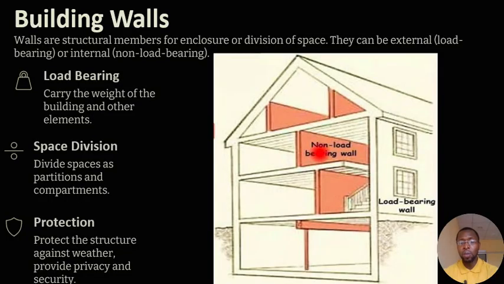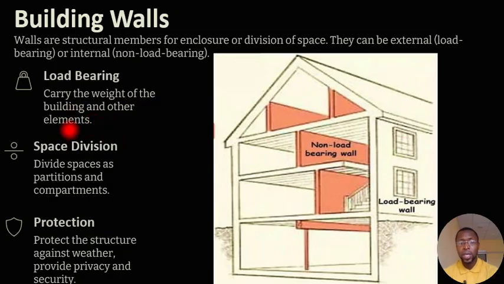It has no effect on the building when it is collapsed or removed. Okay, so that takes us to the purpose of the wall: like we said before, for enclosure or division of space. But secondly, we also use the wall for bearing of load, just like the external wall is doing. So the external wall carries the weight of the building and other elements.